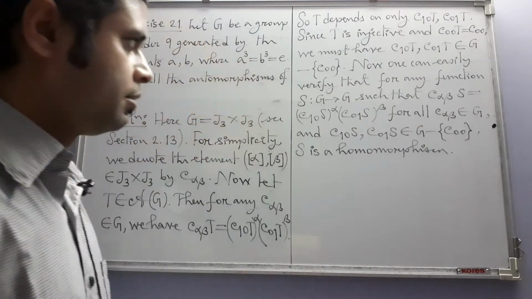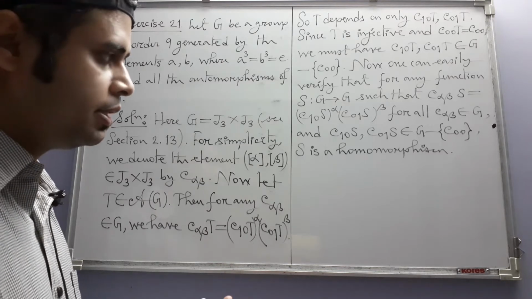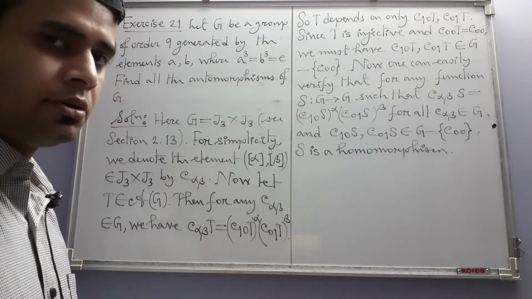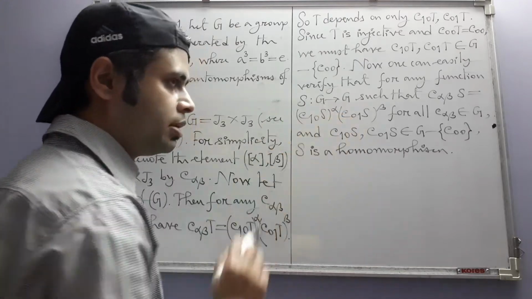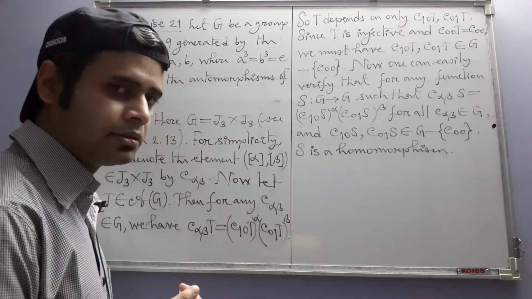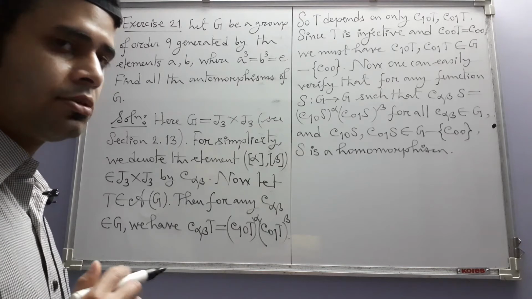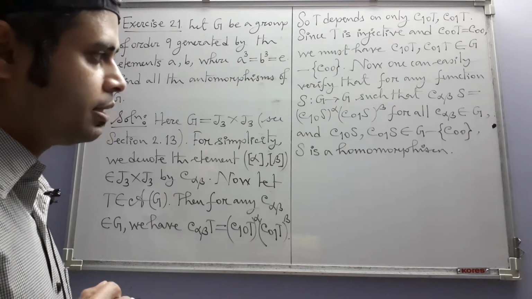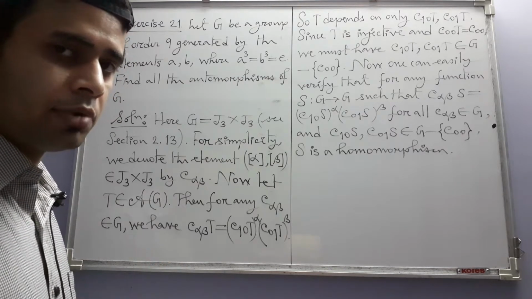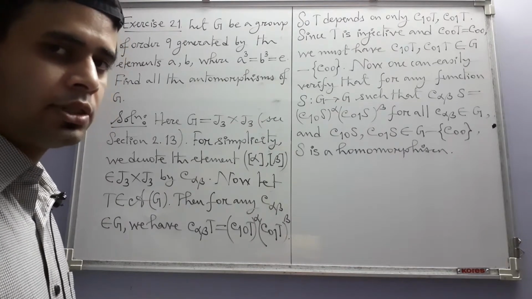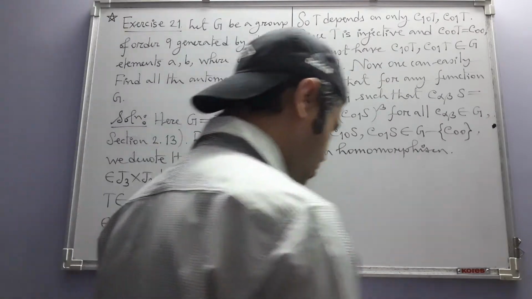Okay, now for S to be an automorphism, what else do we need? We need S to be one-to-one and onto. However, note that S is a function from G into itself, and G is a finite set. So we know from a previous exercise that S is one-to-one if and only if it's onto. So to show that S is an automorphism, you show that S is one-to-one, then it's automatically onto, or you show that S is onto, then it's automatically one-to-one. So you just need to show one of those two things, the other will automatically follow.